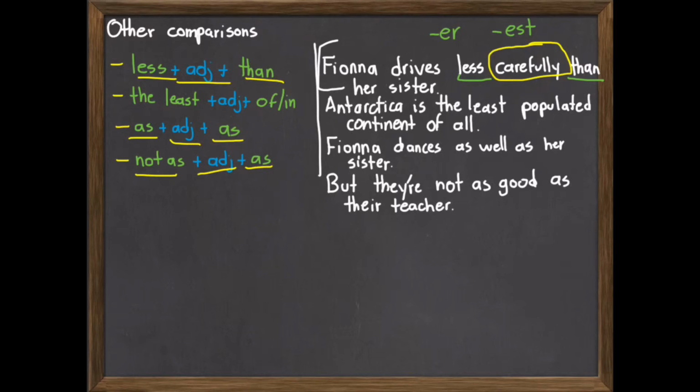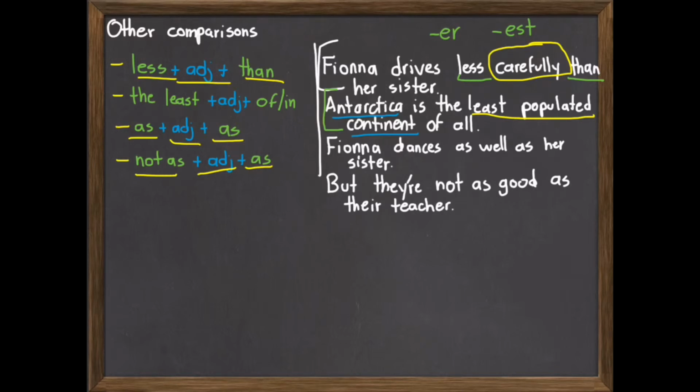This is a superlative sentence. Antarctica is the least populated continent of all. We're comparing Antarctica to other continents in the world. And we're saying that out of all those continents, Antarctica has less people. It's the least populated continent of all.